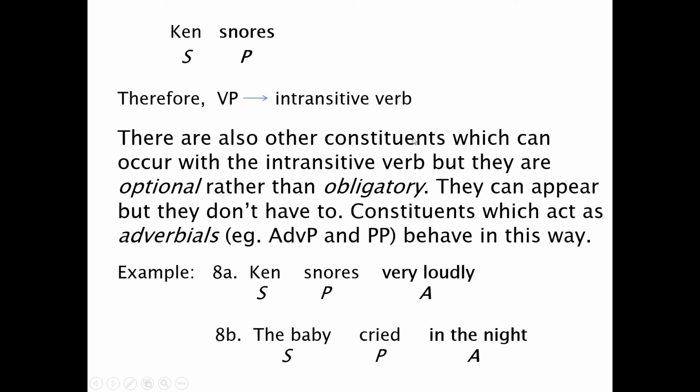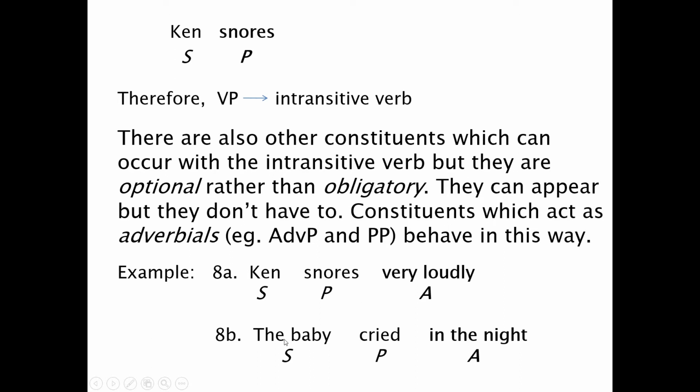There are also other constituents which can occur with the intransitive verb, but they are optional rather than obligatory. What are they? The adverb or adverb phrase or prepositional phrase. Remember, they are optional, not obligatory elements, not compulsory. They can appear, but they don't have to. Constituents or elements which act as adverbials, for example, adverb phrase and a prepositional phrase, that is PP, behave in this way. Ken snores very loudly. If I say the girl slept soundly or the girl is sleeping soundly, etc.